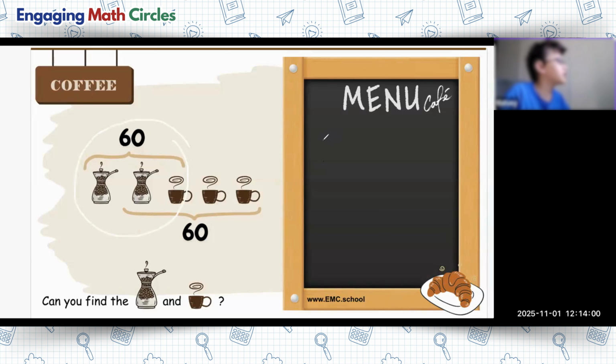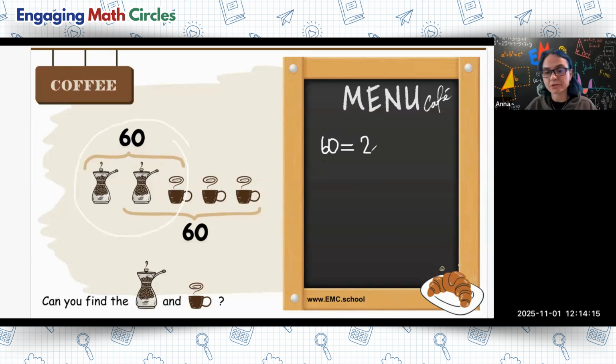It's going to be like 60 equals to what? 60 equals 2 same numbers plus 1 different number. Okay. Do you want to choose a variable for the 2 same numbers of the big, 2 times what variable? What letter would you use for the coffee maker?